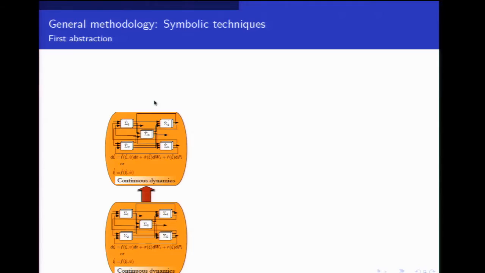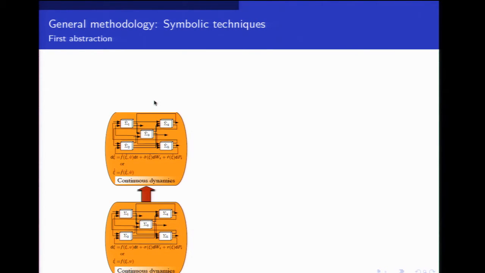OK, so what is the general methodology? I call it symbolic techniques. In the first step of these techniques, I am given a continuous dynamic modeling the physical part of the system. This dynamic can be an interconnection of several components. So you can see there is an interconnection going on, and the dynamic can be an ordinary differential equation or stochastic. Then what I do is push this continuous dynamic to another continuous dynamic.